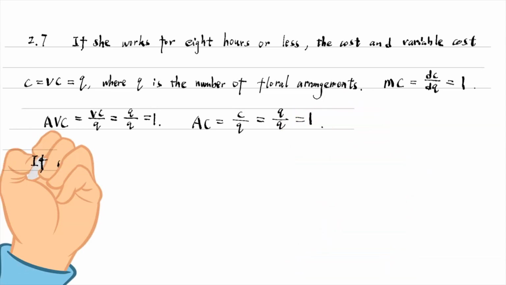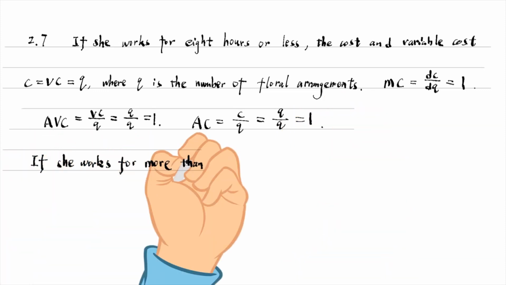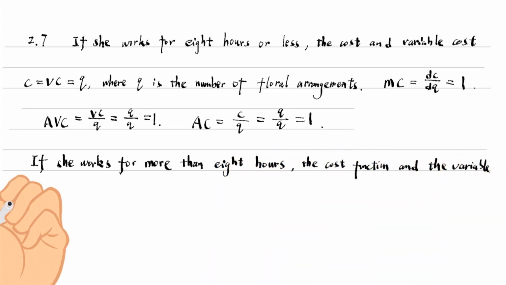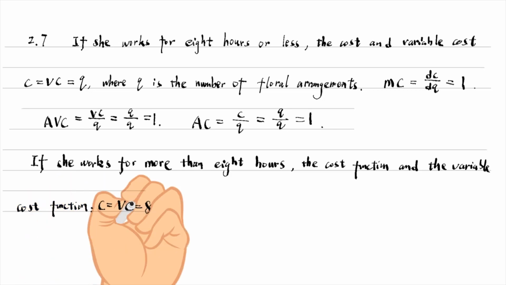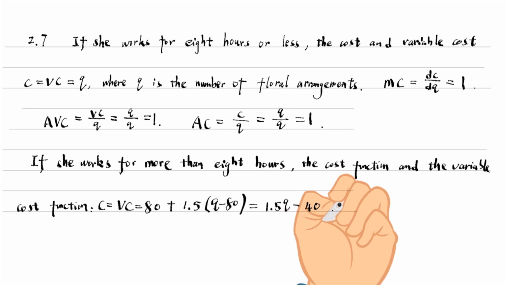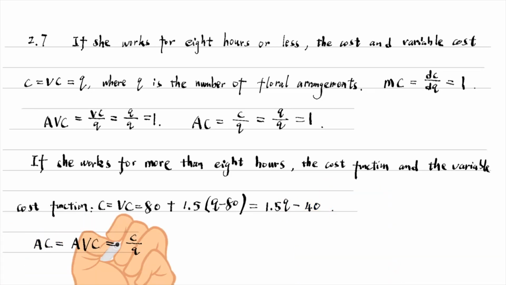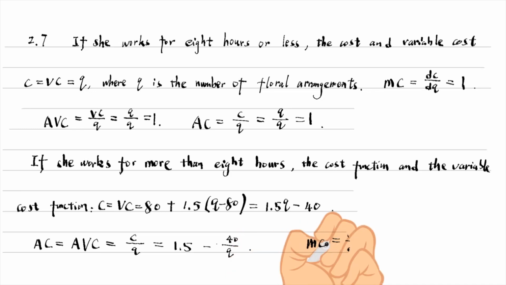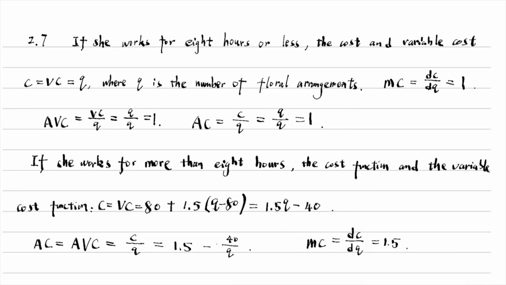If she works for more than 8 hours, the cost function and the variable cost function are the same: 80 plus 1.5 times the difference between Q and 80. There is only variable input in this case. The average cost and the average variable cost are the same: 1.5 minus 40 divided by Q. The marginal cost is 1.5.